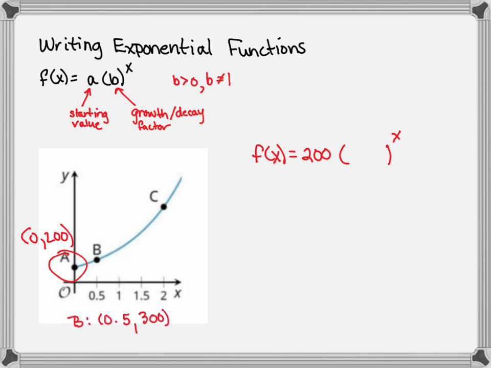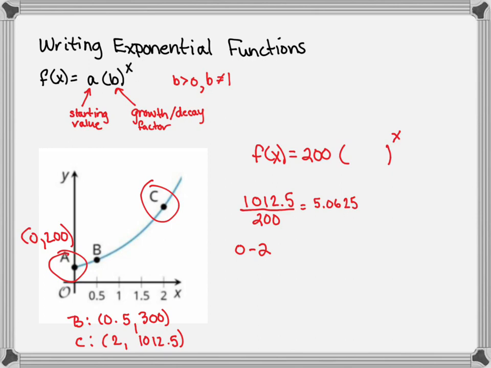Let's say that point B has coordinates 0.5, 300, and point C has coordinates 2, 1012.5. So I'm going to use the points A and C. And if I look at their outputs, 1012.5 and divide it by 200, I get 5.0625.